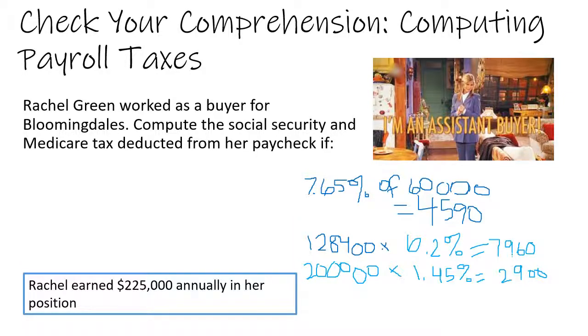So now, if Rachel earns $225,000 annually in her position, she's also subject to the additional Medicare tax. This would only cover her additional $25,000 of income, and that would be 0.9% of that. If Rachel earns $225,000, her additional Medicare contribution would then be $225.